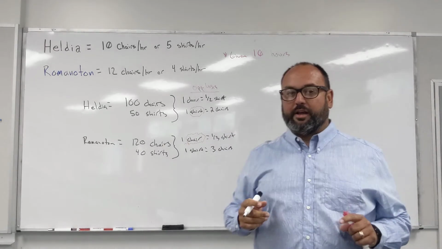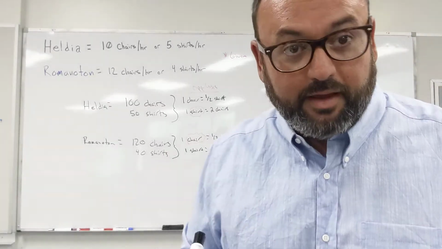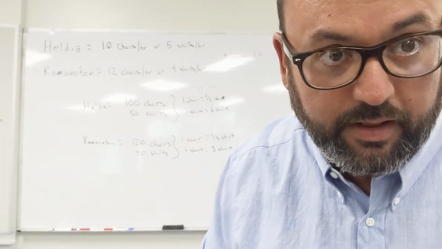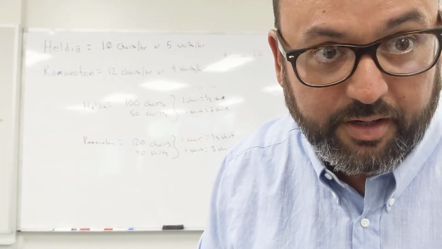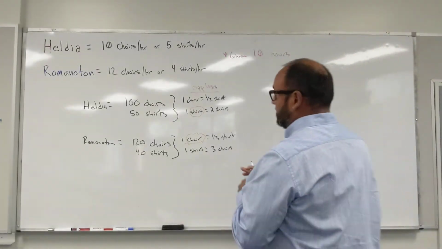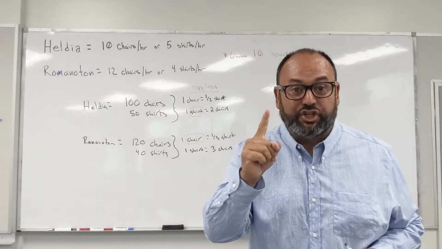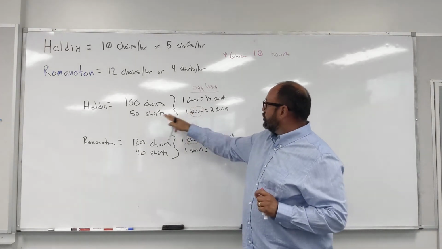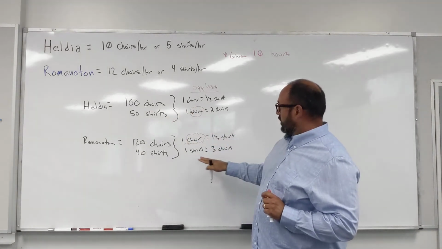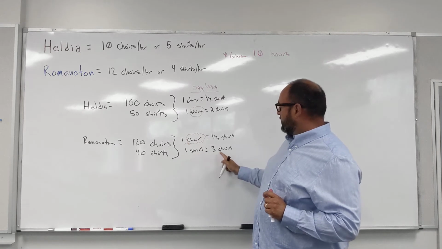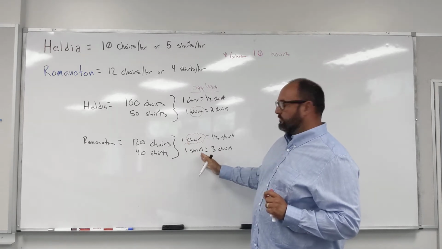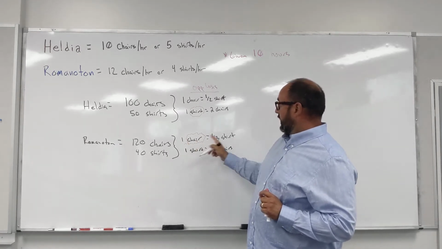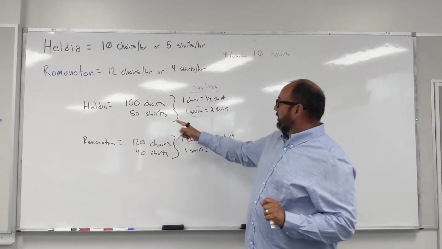I hope I got that right. Now that I'm thinking back, I may have made a mistake. I'm going to quickly review my explanation to make sure that I didn't make a mistake a second ago, as I'm not going to edit this. This is a one-take show. We identified that Heldia's shirts are cheaper. So Romanoton, they're giving up 3 chairs per shirt, too expensive. Okay, so we got that right.